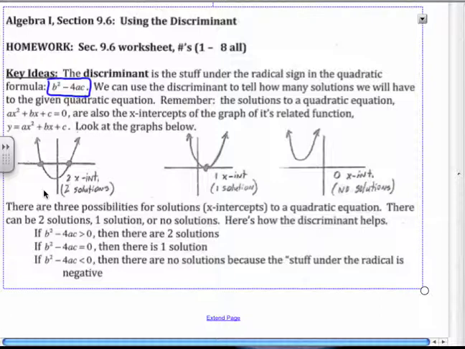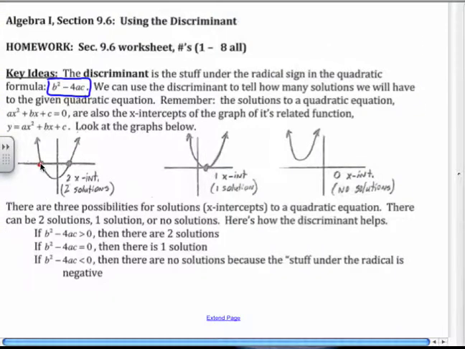This parabola, the vertex is below the x-axis, and when it turns up, it hits it twice. It hits it here, and it hits it here. And that's where y is equal to 0. Going back up to the related function, I replaced 0 with y. And when y equals 0, it gives me these x's. So these are the solutions to the equation. The x-intercepts are the solutions to the equation.